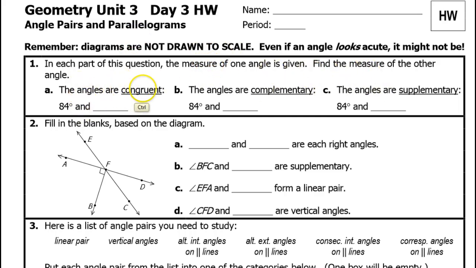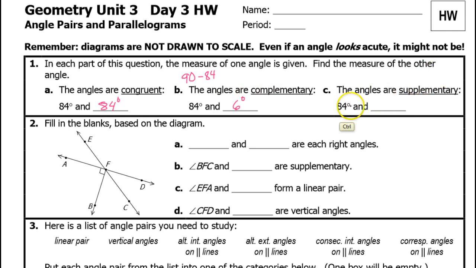The angles are congruent. So 84 degrees, and then the other angle would also be 84 degrees, because that's what it means to be congruent. They're going to have the same measure. Angles that are complementary have to add up to 90. So to find the other angle, I'm going to do 90 minus 84. Okay, so that's going to be 6 degrees, really tiny angle there. But that's what it means to be complementary.